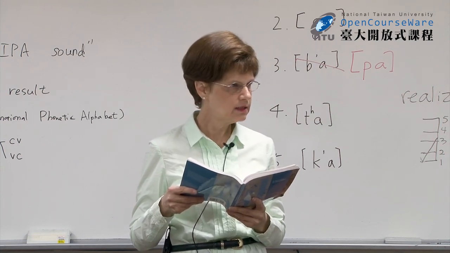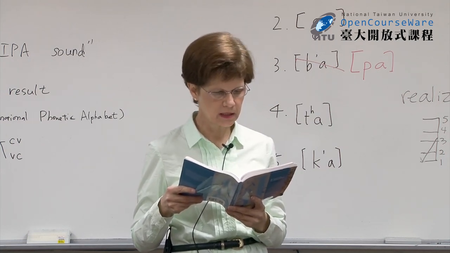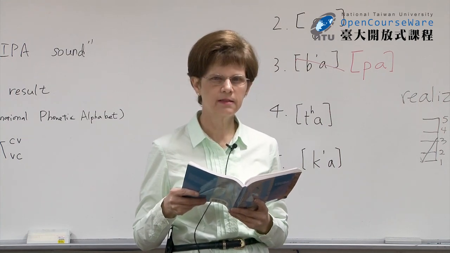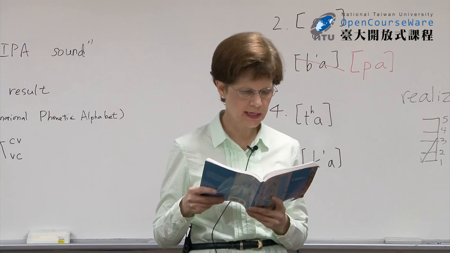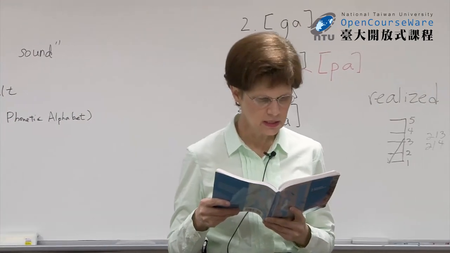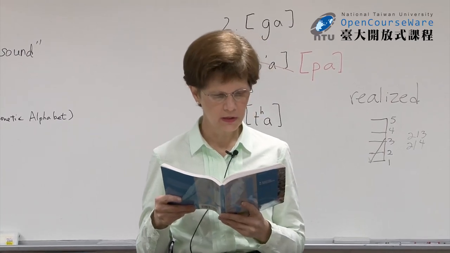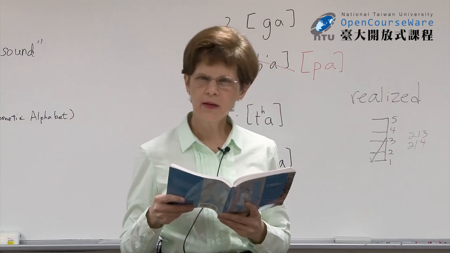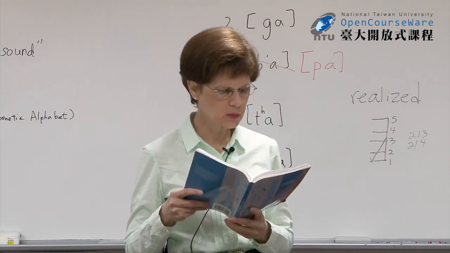Everybody? C represents a dental click. Q represents a post-alveolar click, and X represents a lateral click. And that's why cosa is pronounced with a lateral click plus aspiration. So I want you to remember those. C, dental. Q, post-alveolar. X, lateral. It's not that hard. And it'll make a lot of things make more sense when you read them.